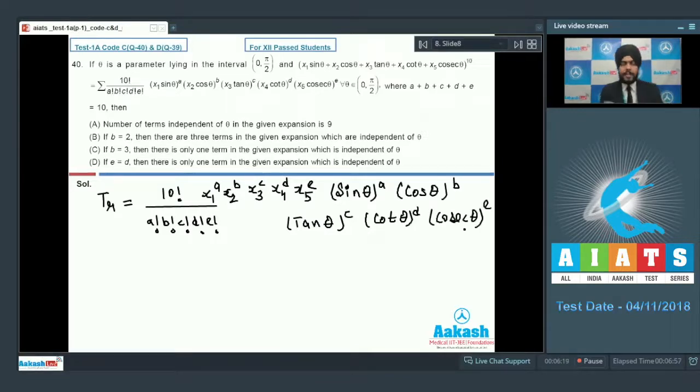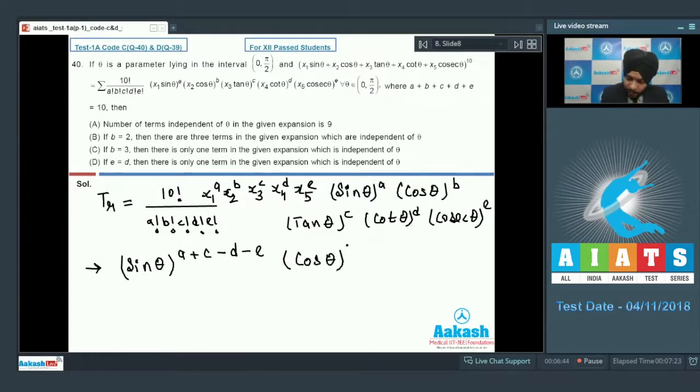I need the terms which are independent of theta. Let us convert all the trigonometric ratios in the terms of sin theta and cos theta. So now I am going to write only the terms containing theta. The power of sin theta will be a plus c minus d minus e. So this particular term has to be 0. Power of cos theta will be b minus c plus d.